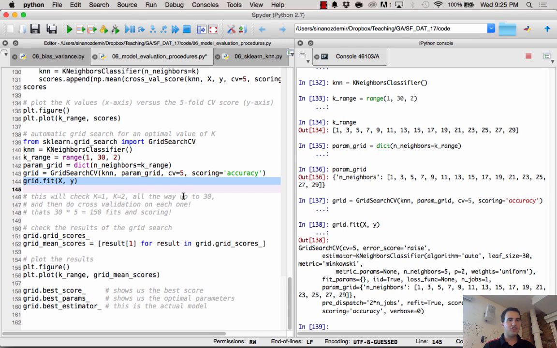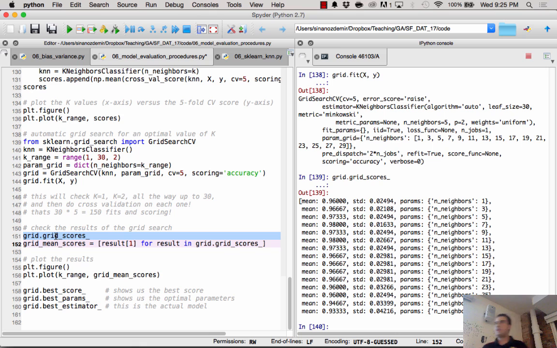If I had chosen to do all of 1 through 30 without going by 2, it would do 150. This doesn't math. All right. So grid search can now show me the grid scores. For each K, it'll show me the mean, the standard deviation, and the parameters. So when n_neighbors was 1, it got a mean accuracy of 96 with standard deviation 0.02, and so on and so forth.